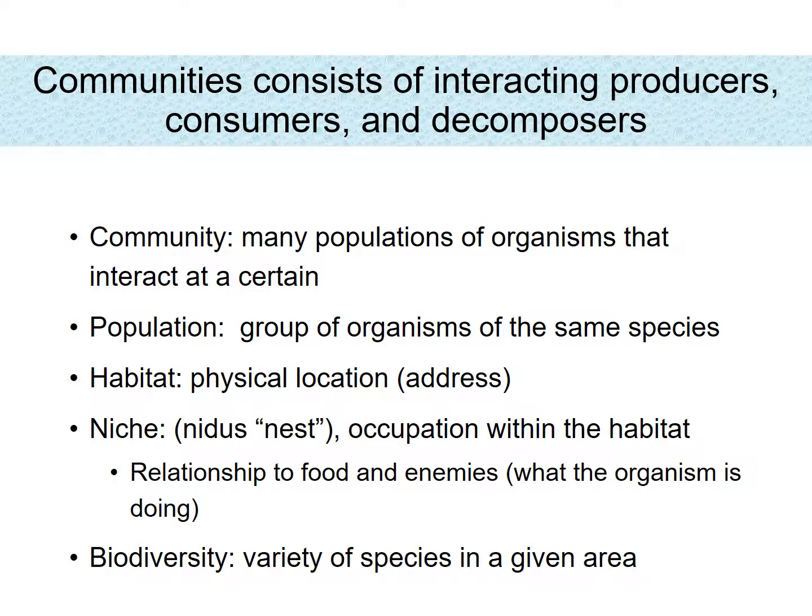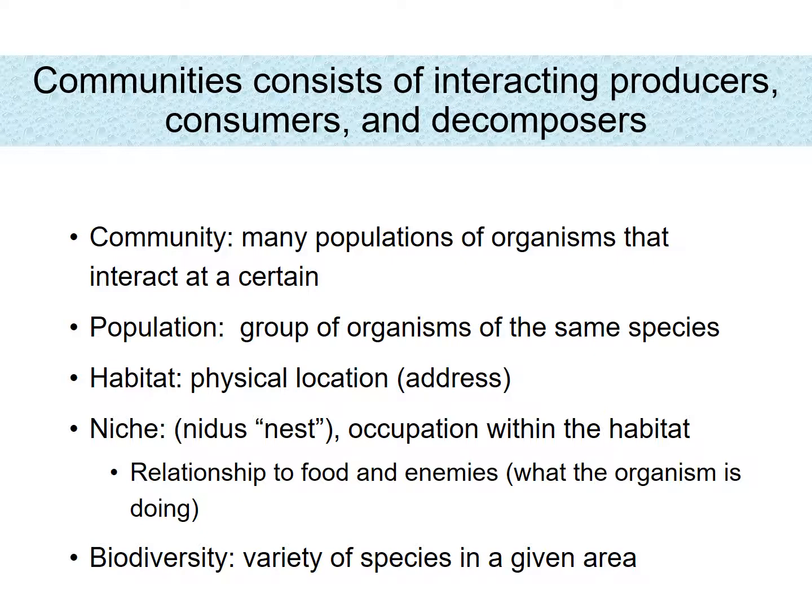Communities consist of interacting producers, consumers, and decomposers. So let's look at some of these terms first. Organisms are distributed throughout the marine environment in specific groups. These groups are called communities. A community is composed of many populations of organisms that interact at a particular location. A population is a group of organisms of the same species occupying a specific area.